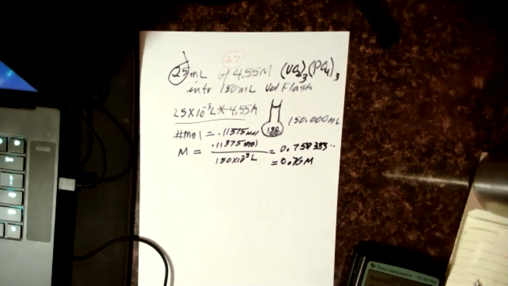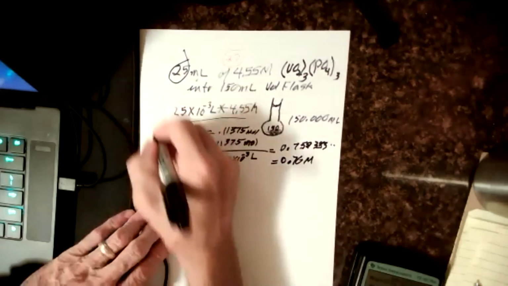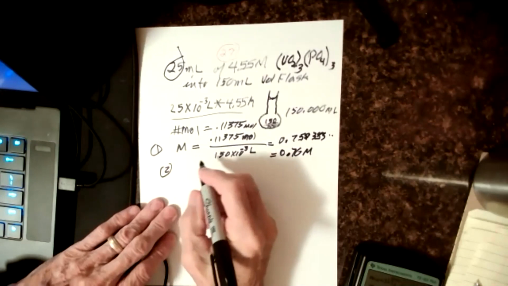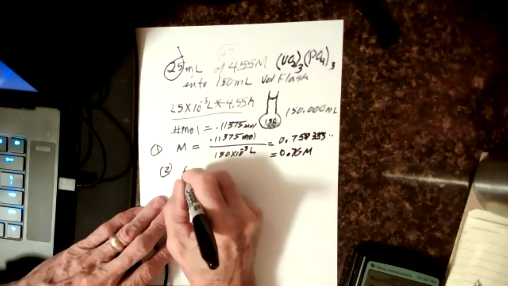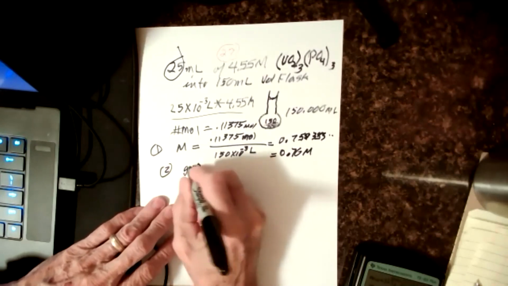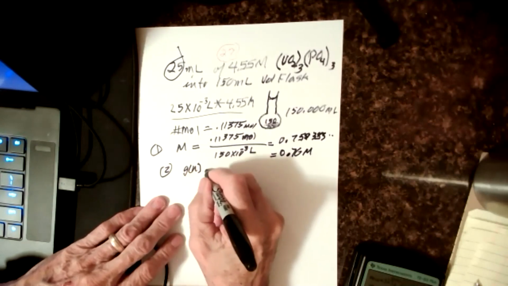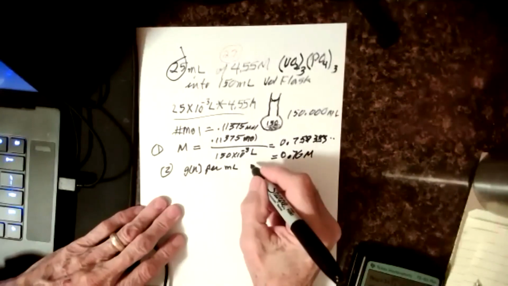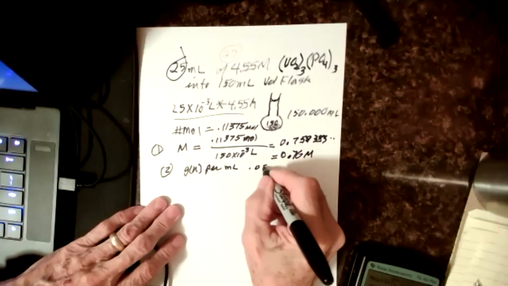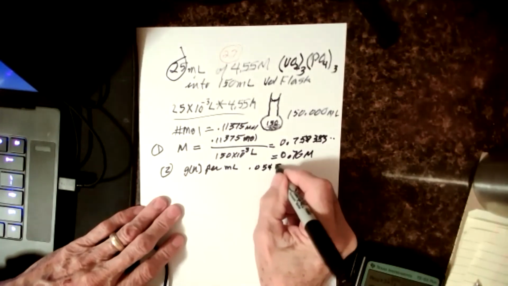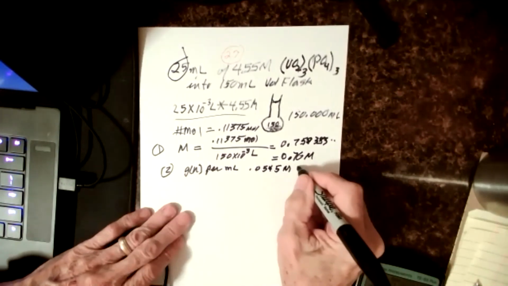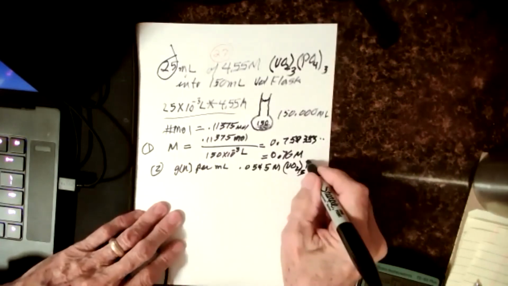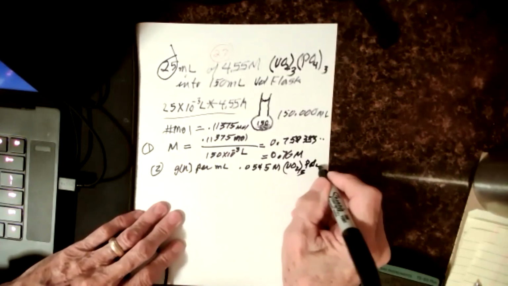Now, the second part of the problem, that was number 1. The second part of the problem is what mass, I'll just say grams of uranium, what mass of uranium per milliliter in 0.0545 molar UO2 3 PO4 3.